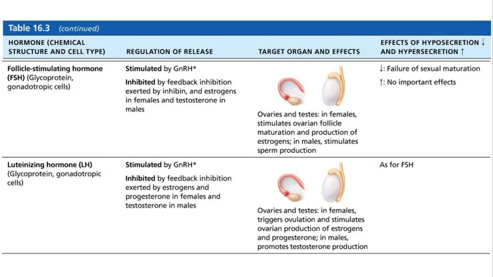FSH will stimulate the production of eggs or sperm, which are collectively called the gametes, from the ovaries and the testes, respectively, and it will also stimulate the ovaries to produce estrogens. Luteinizing hormone, or LH, will promote hormone production by the ovaries and the testes. So that means in females, LH will promote estrogen and progesterone production by the ovaries, and in males, LH will promote testosterone production by the testes.